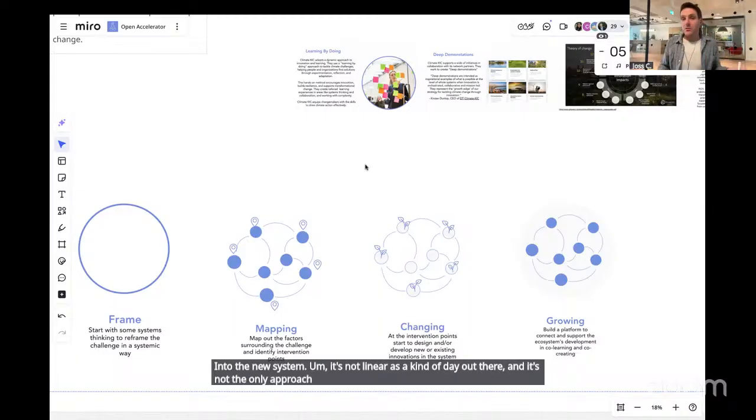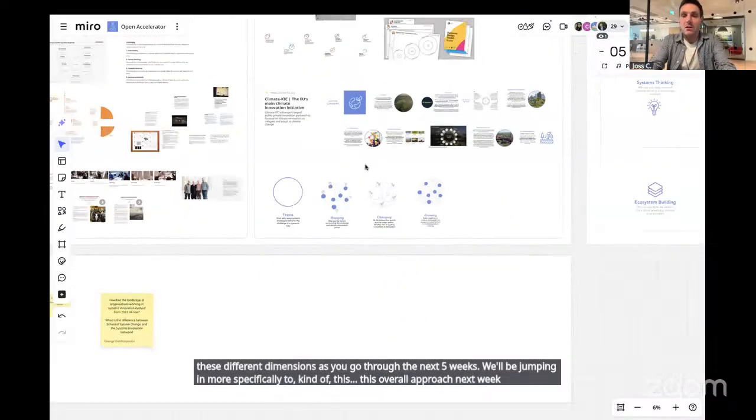There's many others, as you saw. You're welcome to adopt whichever one you think's best. We're going to help you try and understand these different dimensions as you go through the next 5 weeks. We'll be jumping in more specifically to this overall approach next week. But for now, Azra has some.